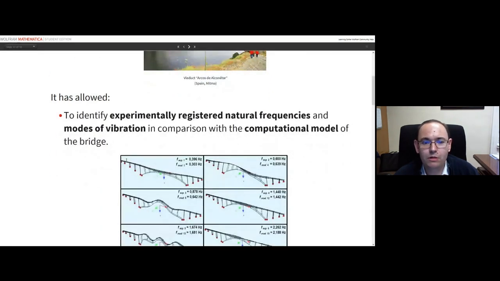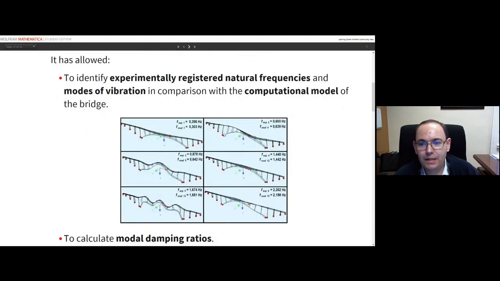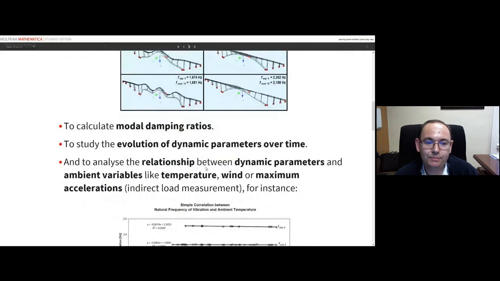And thanks to this work, this is the computational model of the bridge. And we have compared the experimentally registered natural frequencies and modes of vibration with the computational model, which is here. We can see the experimental frequencies: in the first lane, 0.396 hertz, and the theoretical one is 0.303, or 0.600, 0.639. So it's very interesting.